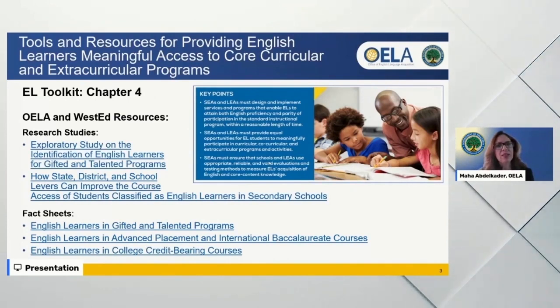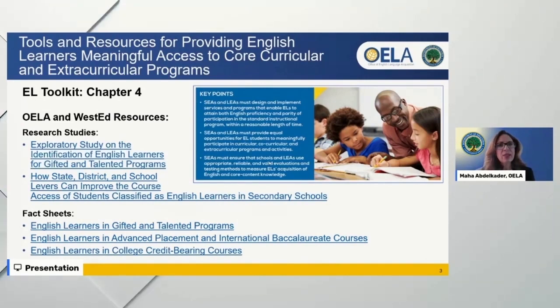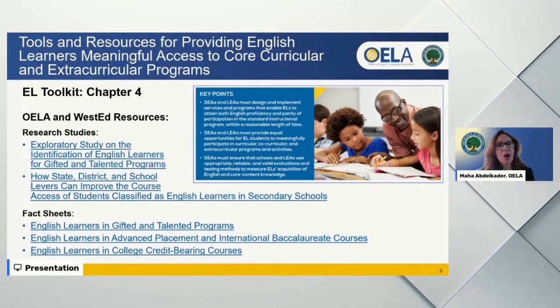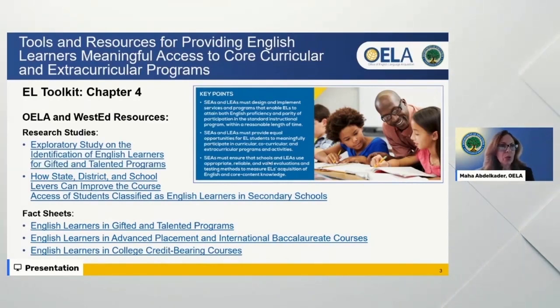Next, I want to highlight additional resources on this topic. In 2018, the National Center for Research and Gifted Education published a report on the identification of English learners in gifted and talented programs. This study was funded by the Office of English Language Acquisition, OELA.